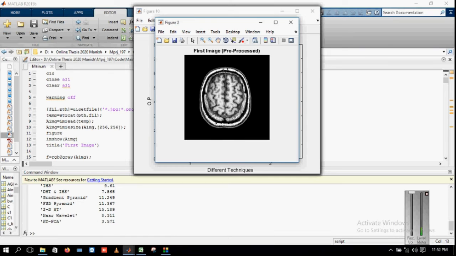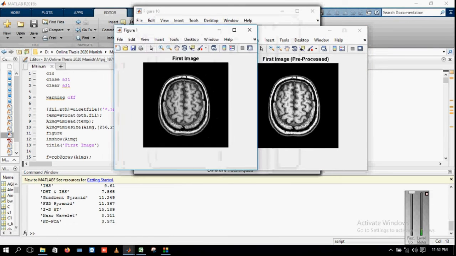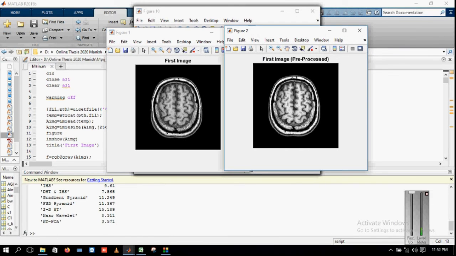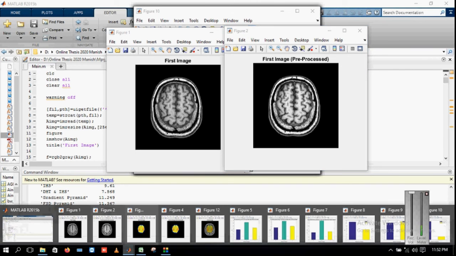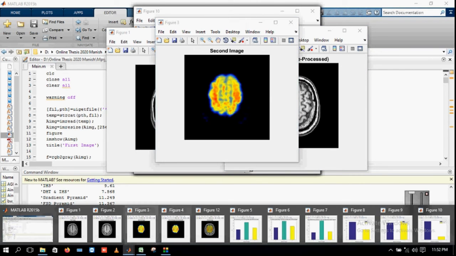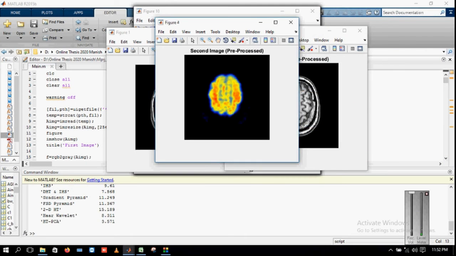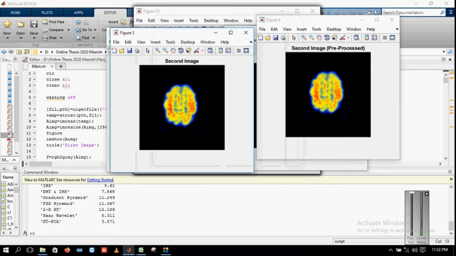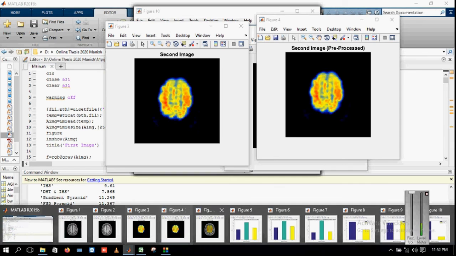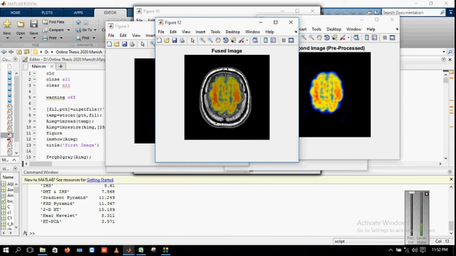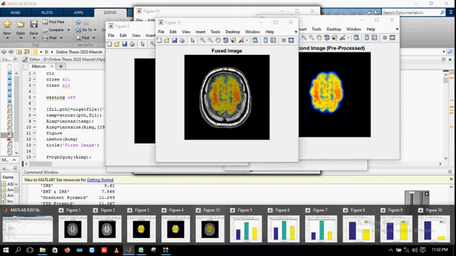So you can see the difference: this was the original image that we were processing, and this is the pre-processed image on which the histogram equalization technique was applied, not the basic one, that is also an advanced one. You can see the difference between the two. The edges are more refined, and it is a bit brighter. Similarly it is done for the PET image also. You can see the difference also, right? Later fusion is done, which has given us this particular image, which is the combination of both.